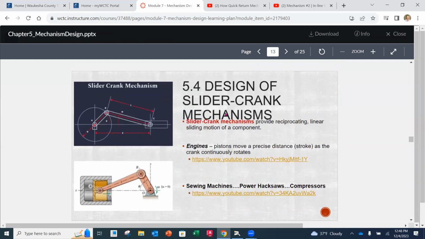So the next section we're going to look at is 5.4, which is the design of a slider crank mechanism. We're skipping over a couple things here, and we're going to jump to slider crank mechanisms. A slider crank mechanism is going to provide reciprocating linear sliding motion for a component. We've seen this many times. Let's take a peek at a quick YouTube video. This is going to be the application for an engine.